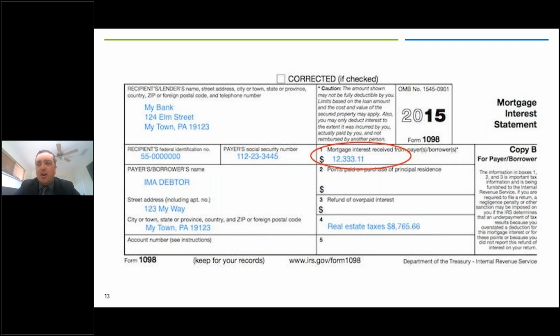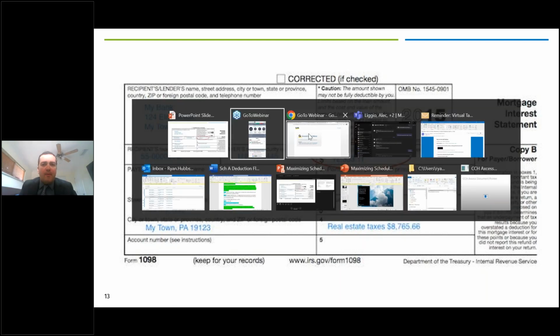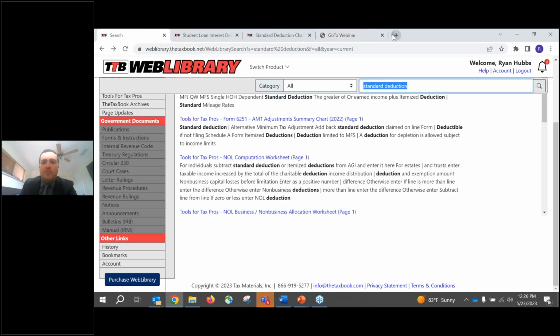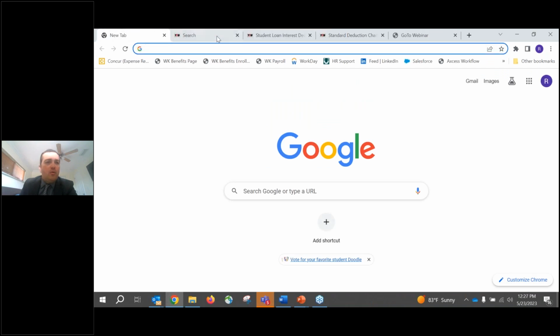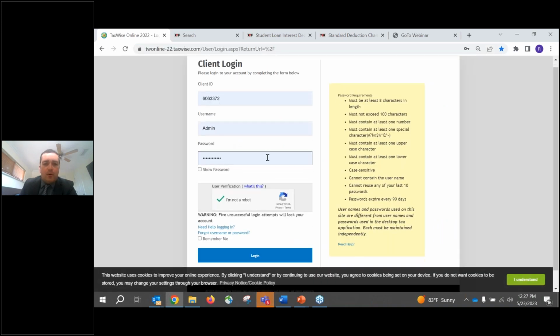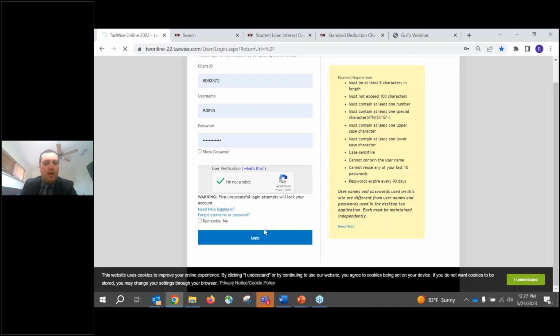And let's actually go ahead now and jump into TaxWise, which is going to be our tax preparation software that we're using today in order to go through and actually show off the Schedule A. And it looks like I was logged out. So I'm going to go ahead and open up a new browser tab here, and I actually have my version of TaxWise saved. Go ahead, put in my client ID. No, I'm not a robot. And we're going to go ahead and click log in.